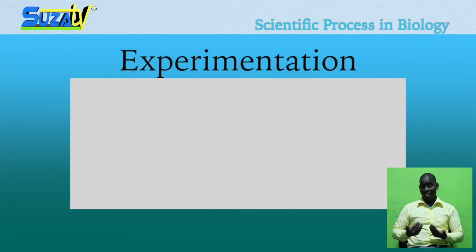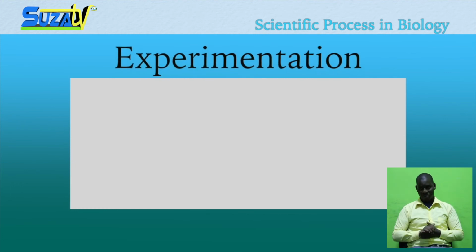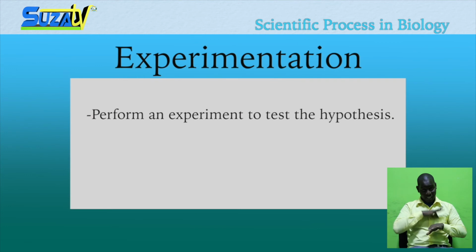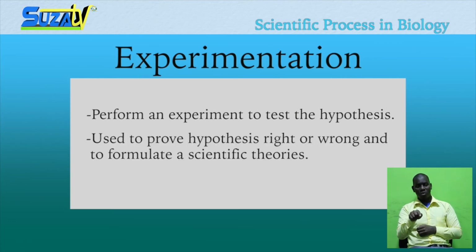Experimentation. In this step, the biologist performs an experiment to test the hypothesis. This is done by conducting a carefully designed and controlled experiment. The experiment is one of the most important steps in the scientific method, as it is used to prove a hypothesis right or wrong, and to formulate scientific theories.